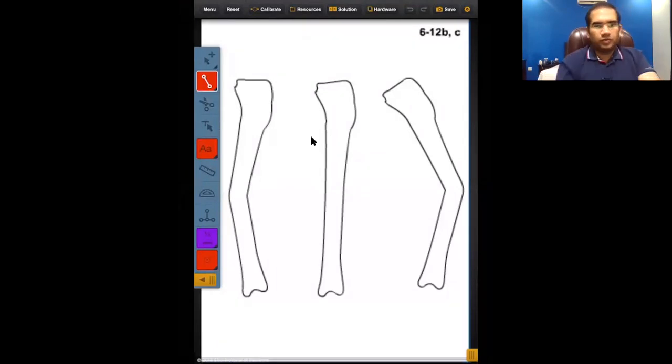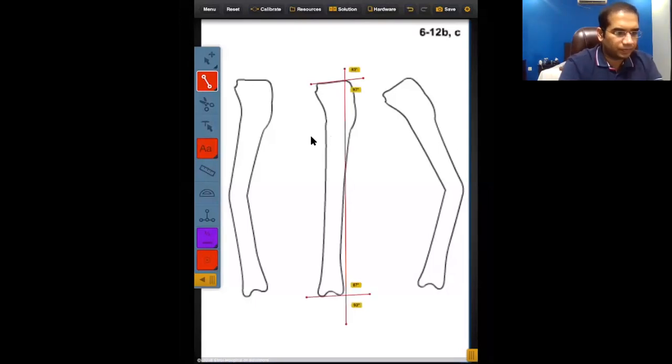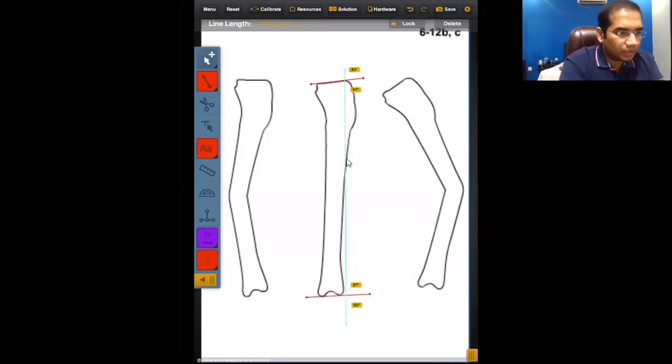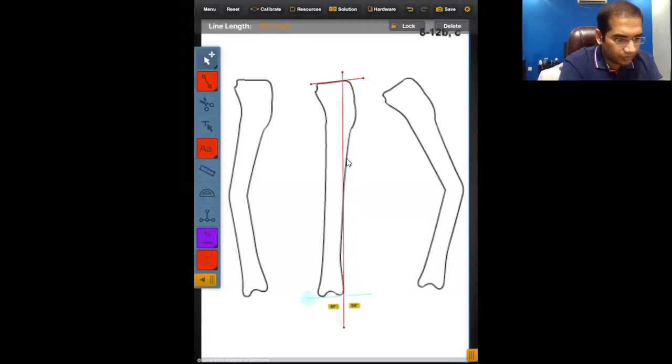Okay, so now we have these 3 different tibias. Let's first draw the lines. A few of you have unmuted yourselves. Please everyone mute yourselves. Okay, that's nice. Satar, you can unmute yourself if you want. So now let us first draw the lines.